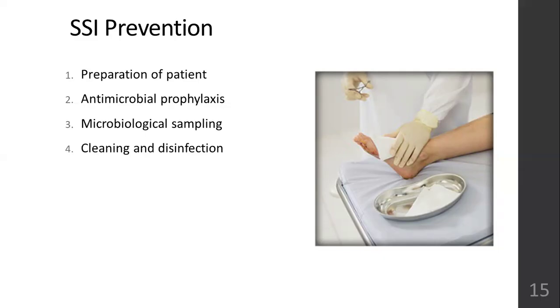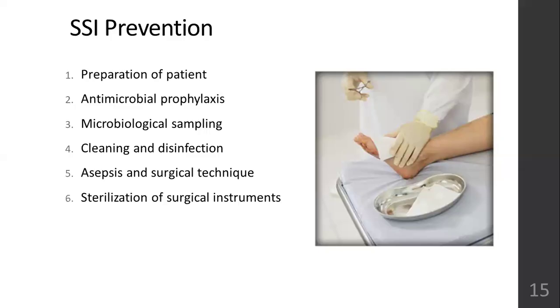Cleaning and disinfection: proper cleaning of the wound, proper disinfection of the equipment used in wound dressing, and of surgical instruments also; proper disinfection and sterilization has to be done. Aseptic technique and surgical technique should follow asepsis. Do not break the asepsis. Do not put the patient's life at risk with that. Sterilization of the surgical instruments is a must. You cannot ignore that. Surgical attire and drapes that the surgeons wear during surgery should also be sterile.